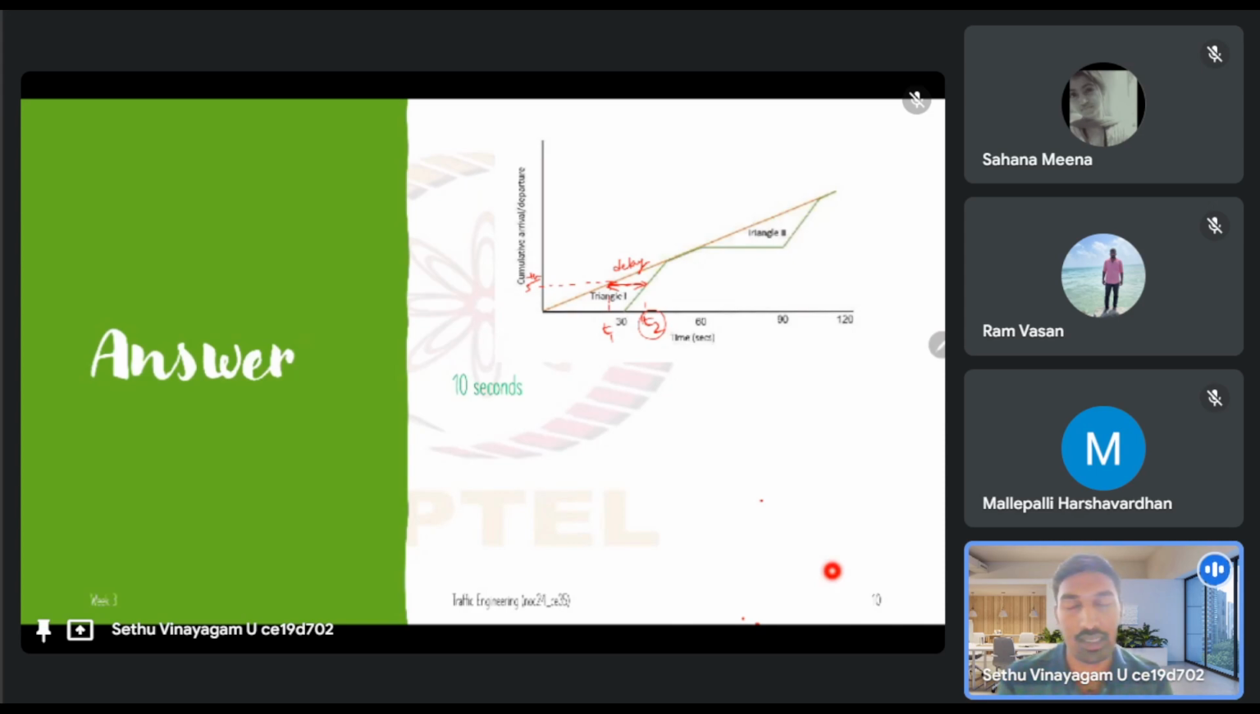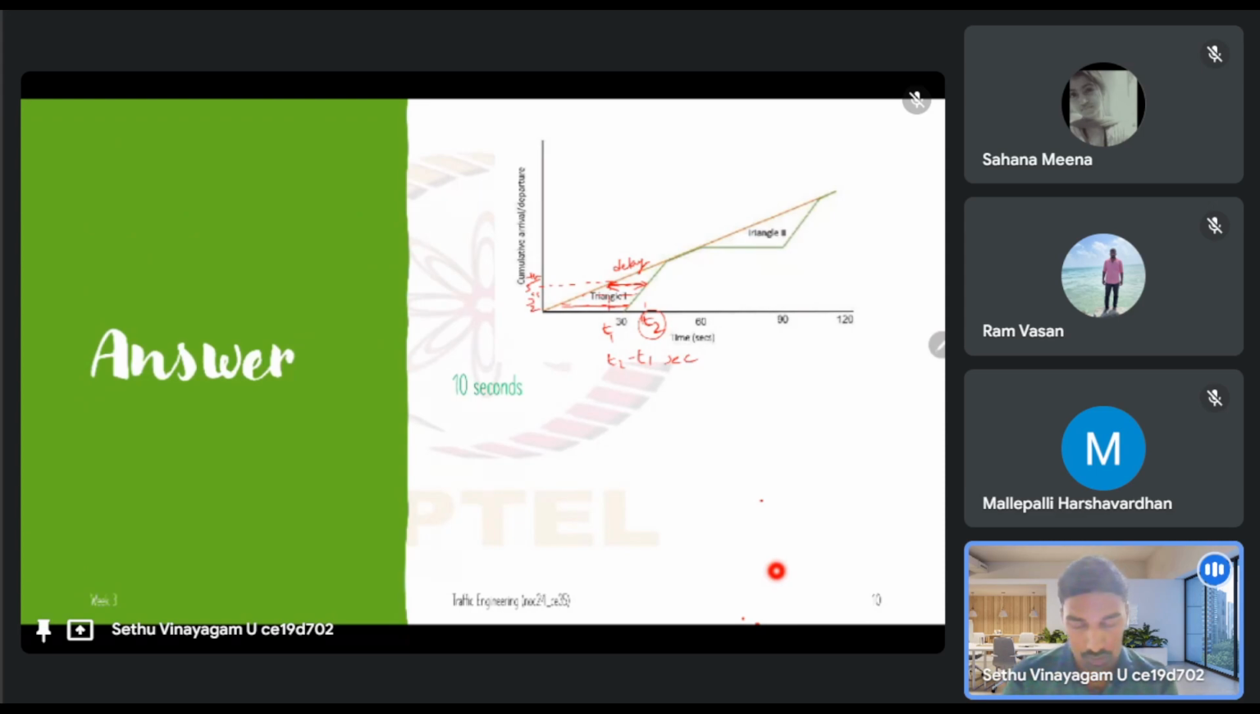So it would not have any delay. But because the signal was red, the vehicle had to wait T2 minus T1 seconds, right? So that is the delay experienced by this particular vehicle. Similarly, for multiple vehicles, each vehicle has its own delay, given by the corresponding difference between the arrival and departure. So for the second vehicle, the third vehicle, the fourth vehicle, and so on.